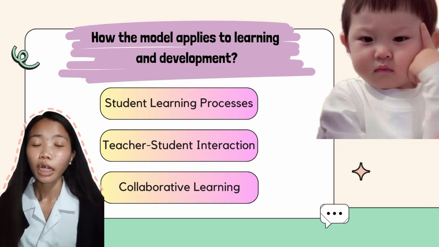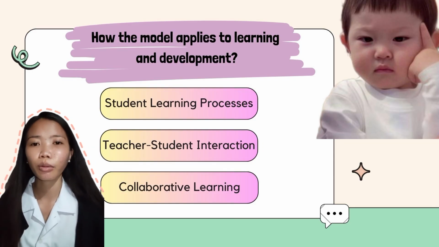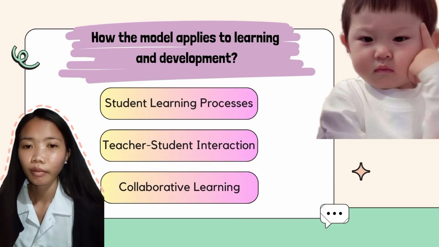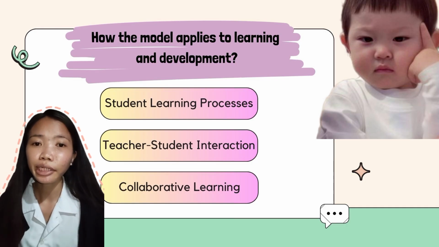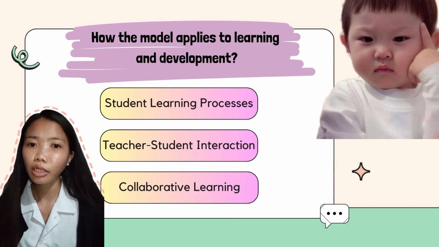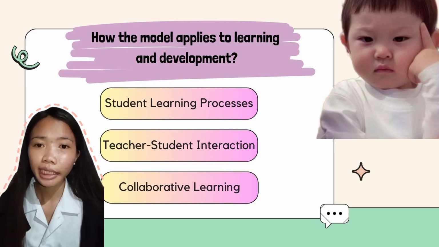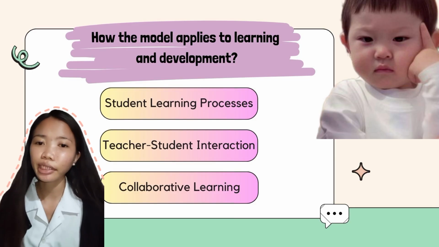Now, how the model applies to learning and development. Student learning processes: the model illustrates how student learning progresses from simple concepts to more complex ideas. As students gain knowledge and experience, their communication skills develop, allowing them to engage in more sophisticated discussions and critical thinking.